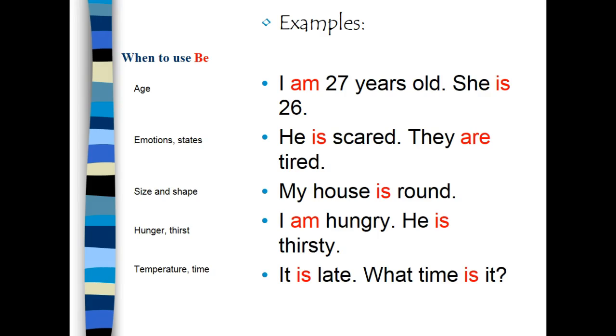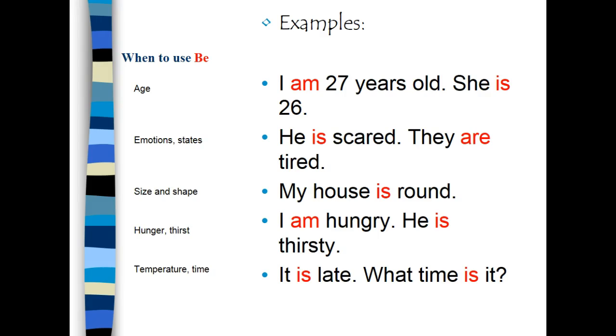We use the verb to be to discuss age. I am 27 years old. She is 26. We also use it to look at emotions or states. He is scared. They are tired. Size and shape. My house is round. For hunger or thirst, we use the verb to be. I am hungry. He is thirsty.